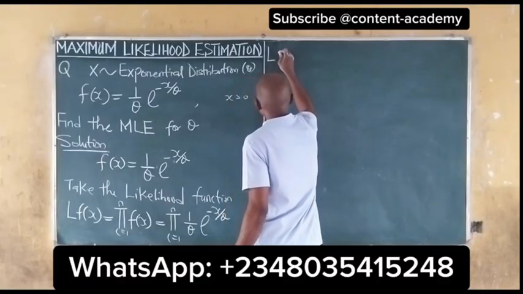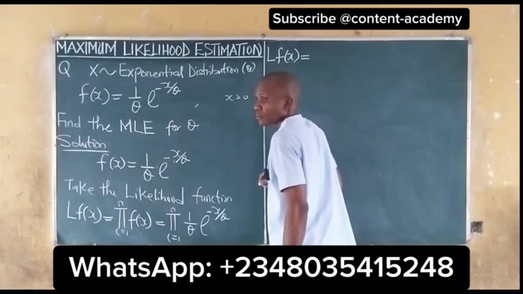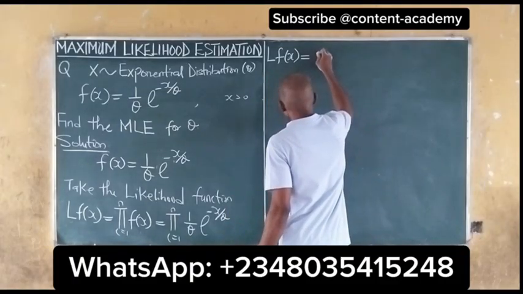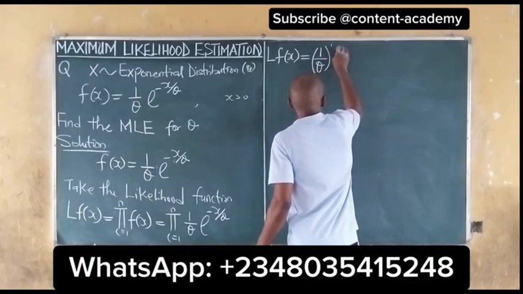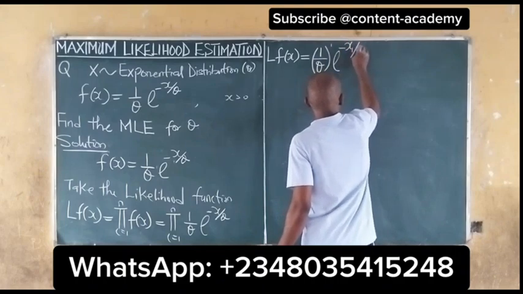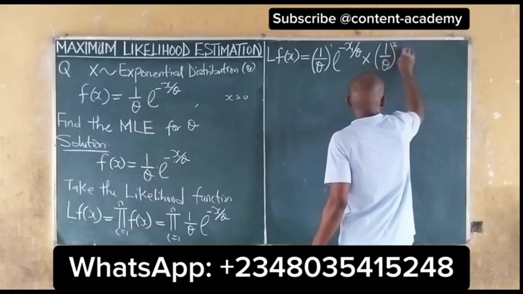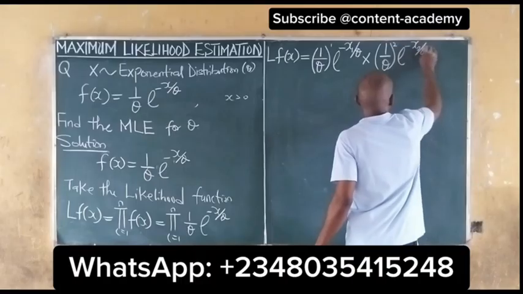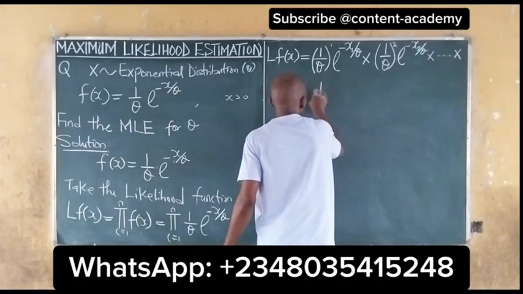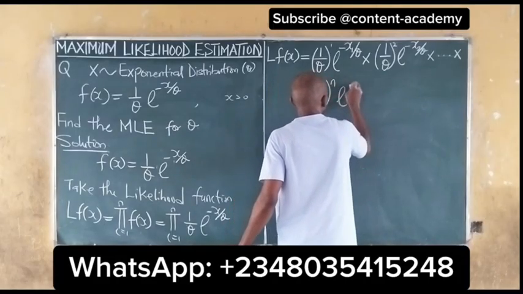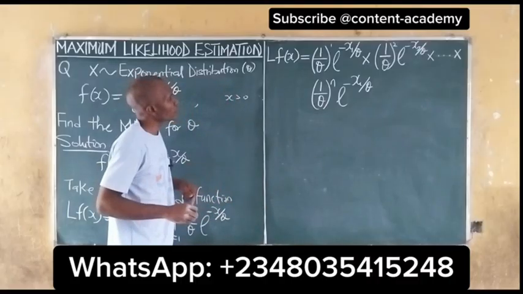Expanding it, we can write our likelihood function to be equal to 1 over theta, which is the first one, exponential negative x1 over theta, multiplied by 1 over theta, the second one, exponential negative x2 over theta, multiplied by, it continues like that, 1 over theta and exponential negative xi over theta. So this is what we get.